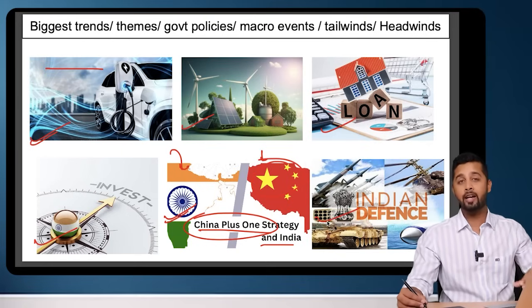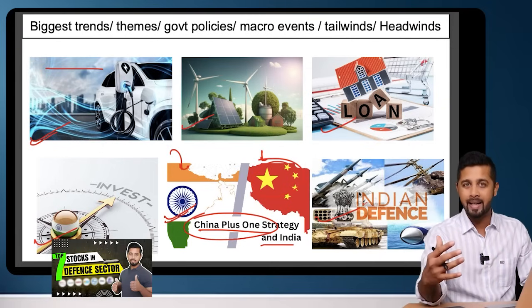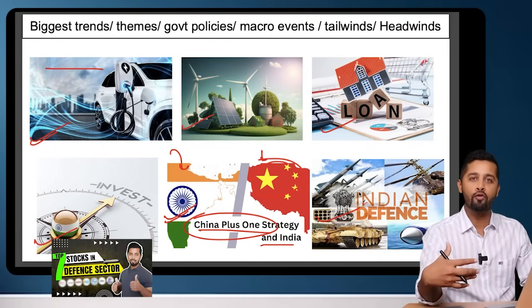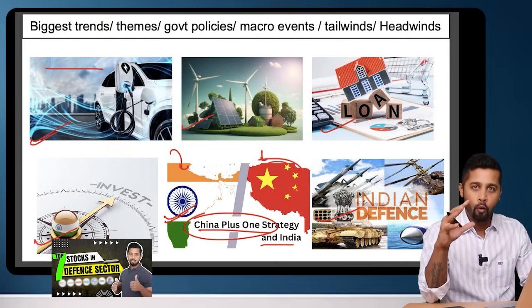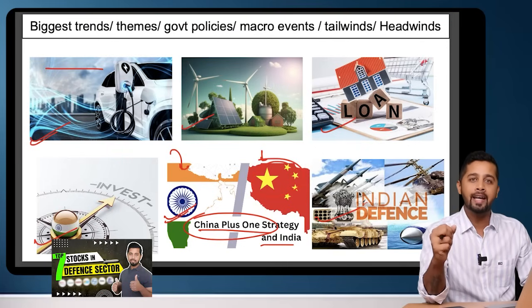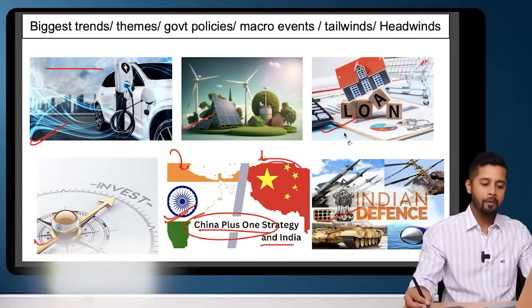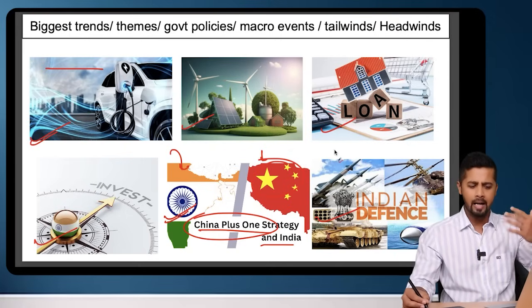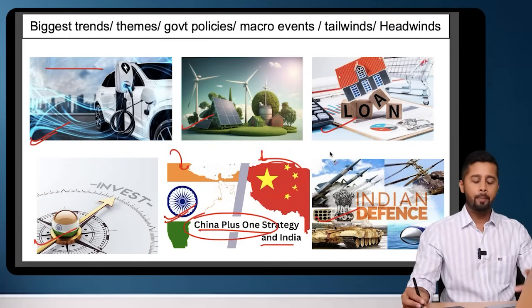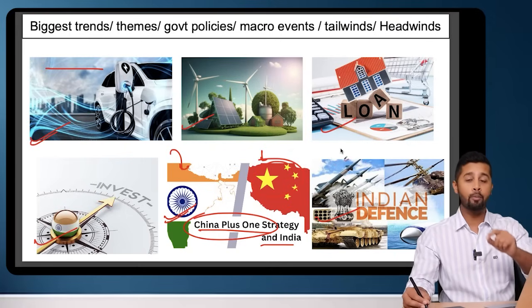Then of course the Indian defense sector, where the Indian government has already banned the import of a lot of components and subsystems and is focusing on giving priority to the domestic manufacturers. Right, so these are basically the themes that I identified. Of course there are more, but the idea is how do you get it? So I'll come to that.